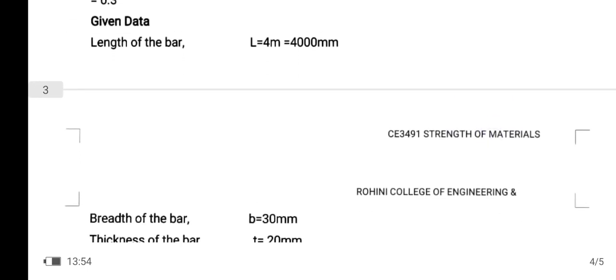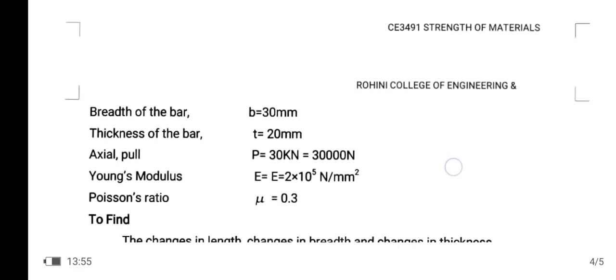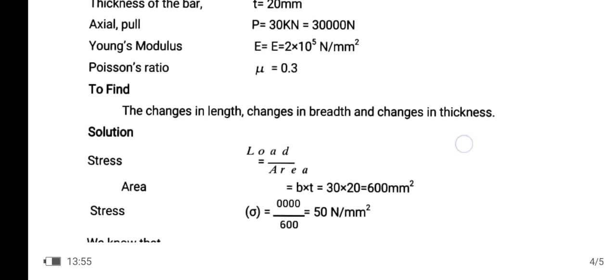Given data: the length of the bar L is equal to 4 meter, converted to mm by multiplying by 1000, therefore 4000 mm. Breadth of bar B is equal to 30 mm, and thickness of bar T is equal to 20 mm. P is equal to 30 kilonewton, the load converted to Newton, so 30 into 1000, that is 30,000 Newton. Young modulus E is equal to 2 into 10 power 5 Newton per mm square, and the Poisson ratio mu is equal to 0.3. So find the change in length, change in breadth, change in thickness.